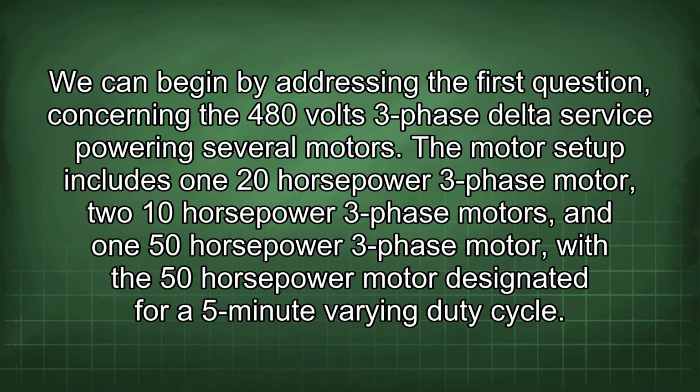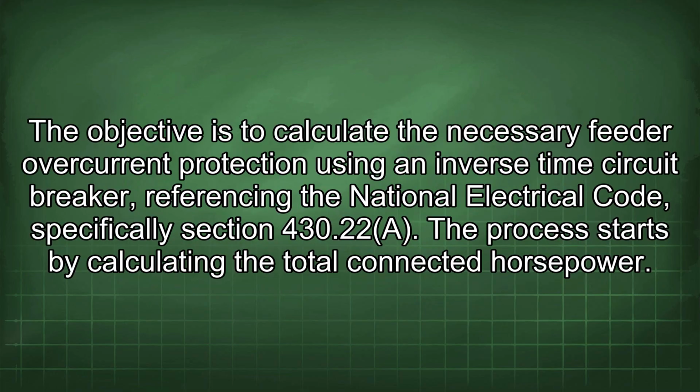The motor setup includes one 20 horsepower three-phase motor, two 10 horsepower three-phase motors, and one 50 horsepower three-phase motor, with the 50 horsepower motor designated for a 5-minute varying duty cycle. The objective is to calculate the necessary feeder overcurrent protection using an inverse time circuit breaker, referencing the National Electrical Code, specifically section 430.22(A). The process starts by calculating the total connected horsepower.